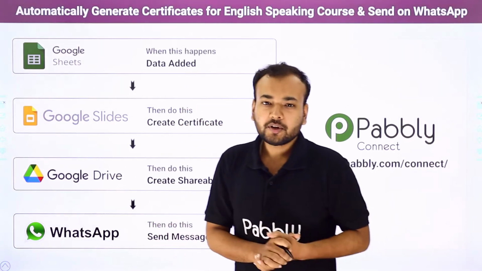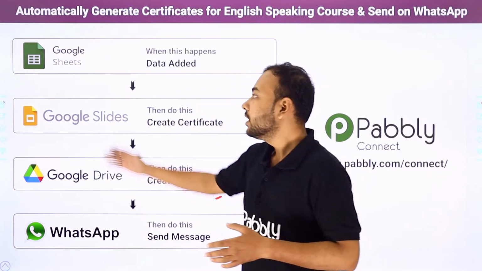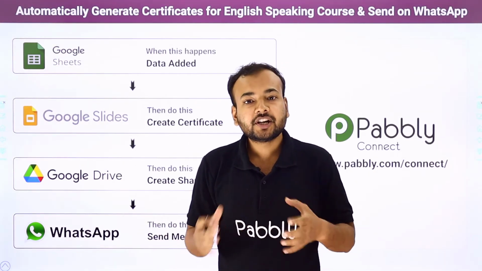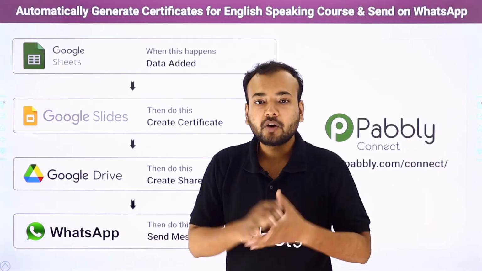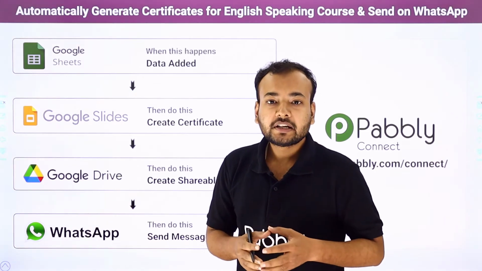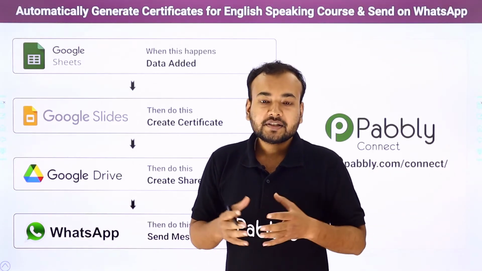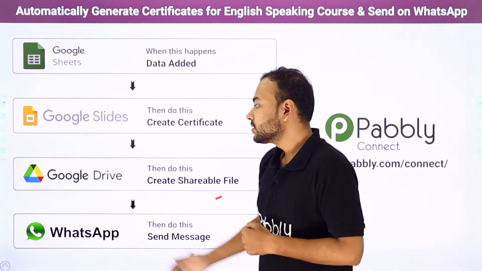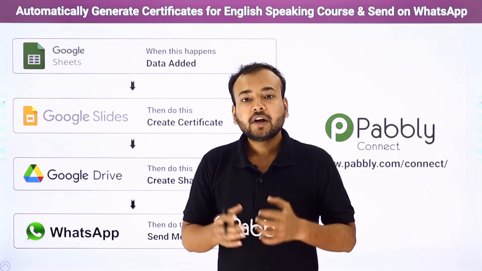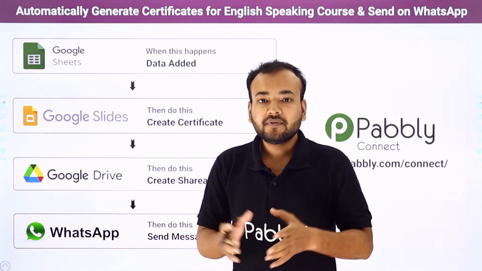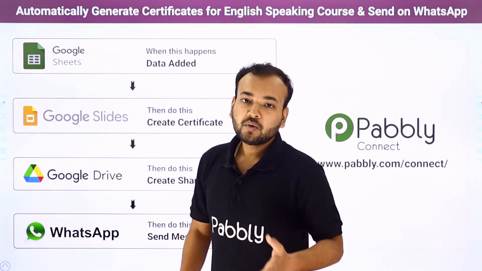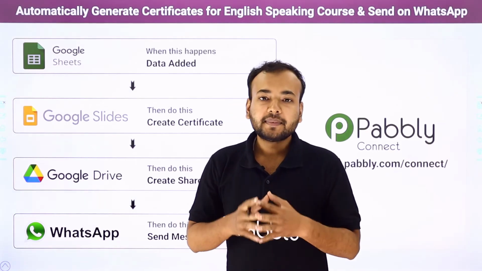Right? Now let's talk about the applications we have used. Google Sheets is an online spreadsheet program by Google in which you can create spreadsheets and arrange your data in rows and columns. Google Slides is an online presentation program in which you can create presentations and certificates from templates. Google Drive is an online file hosting service by Google in which you can upload and save your personal files and folders in cloud storage. And WhatsApp, as you already know, is a very widely used instant messaging application.